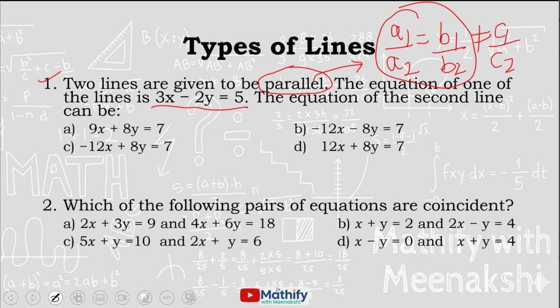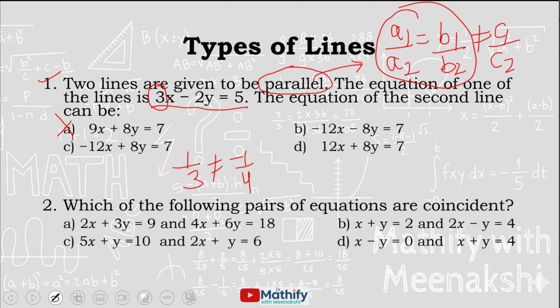a1 is 3 here, so let's see the first option. 3 by 9. What is 3 by 9? That is 1 by 3. Let's see b1 by b2. What is b1 by b2 here? That is minus 1 by 4. So we observe that the first two are not equal. So that means option A is wrong.